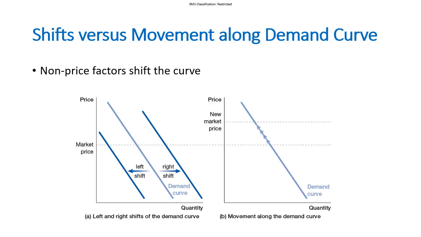The shifters of the demand curve are non-price factors, as described earlier. A change in price, however, will bring about a movement along the demand curve. It is important to distinguish shifts from movement along the curve. How will the demand for disposable face masks shift?